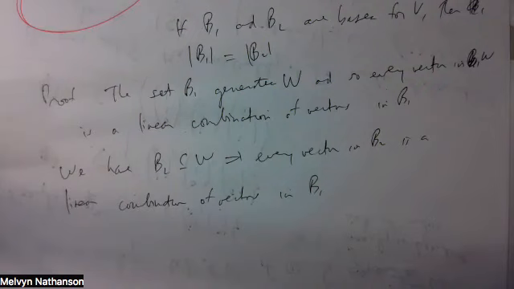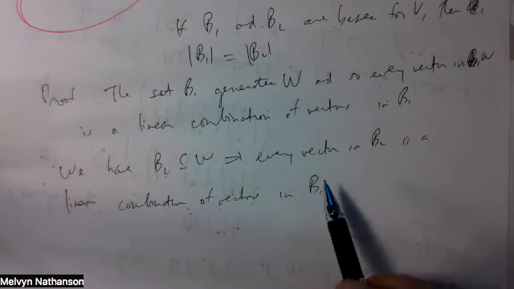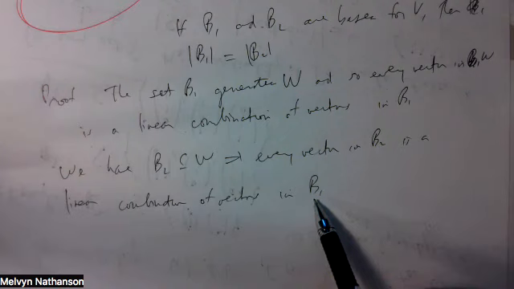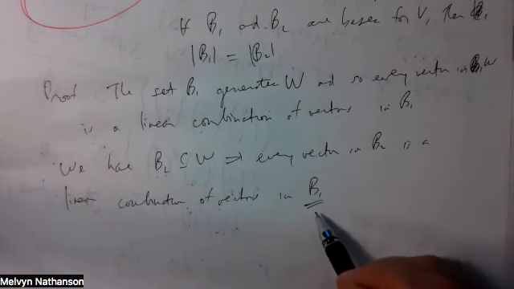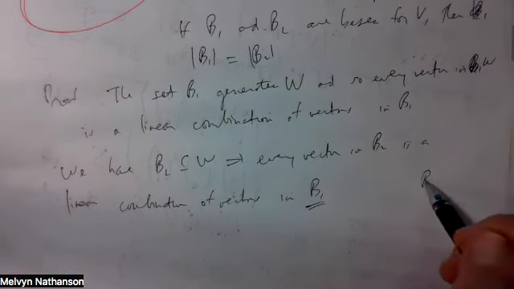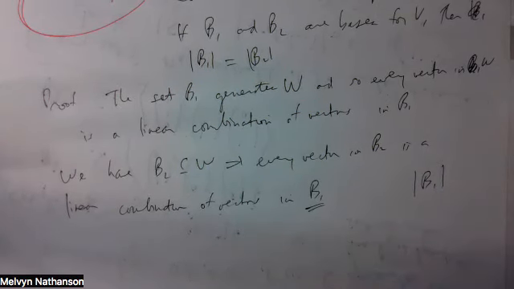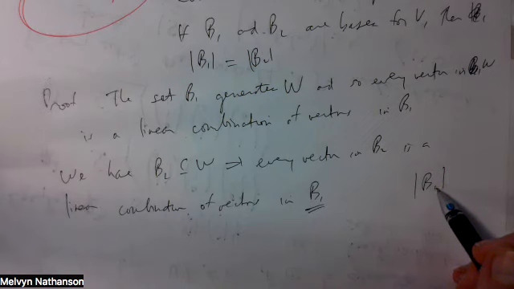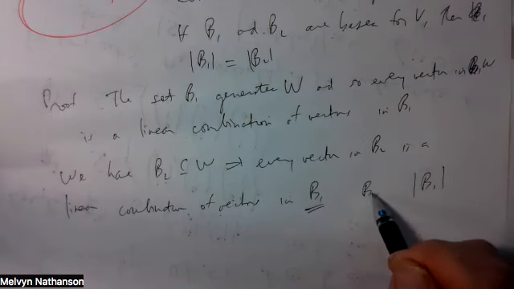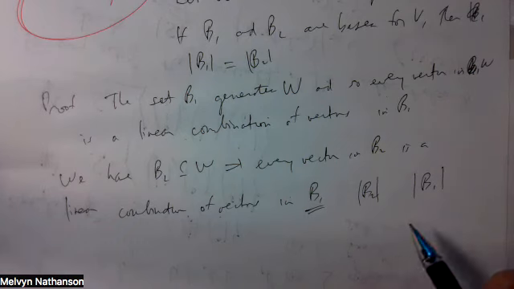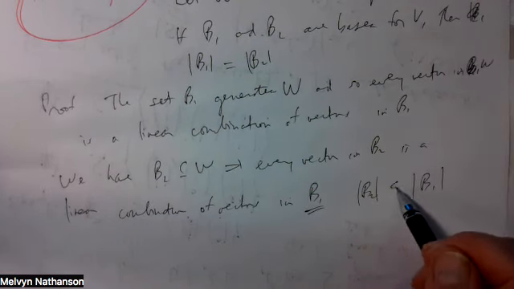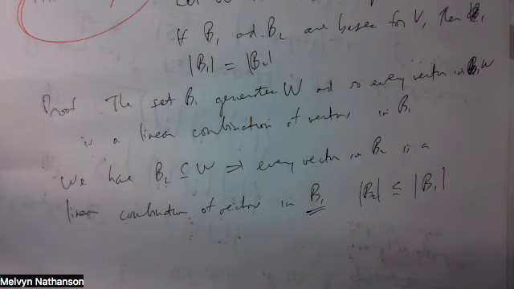And our theorem we proved earlier says that if you have a subspace generated by a certain set of vectors, so our subspace W is generated by B1, and the number of elements in that is just the cardinality of B1, if you take any linearly independent subset of that subspace, it has no more than this number of elements. Well, B2 is a linearly independent set contained in W, so the number of elements in B2 is less than or equal to the number of elements in B1.